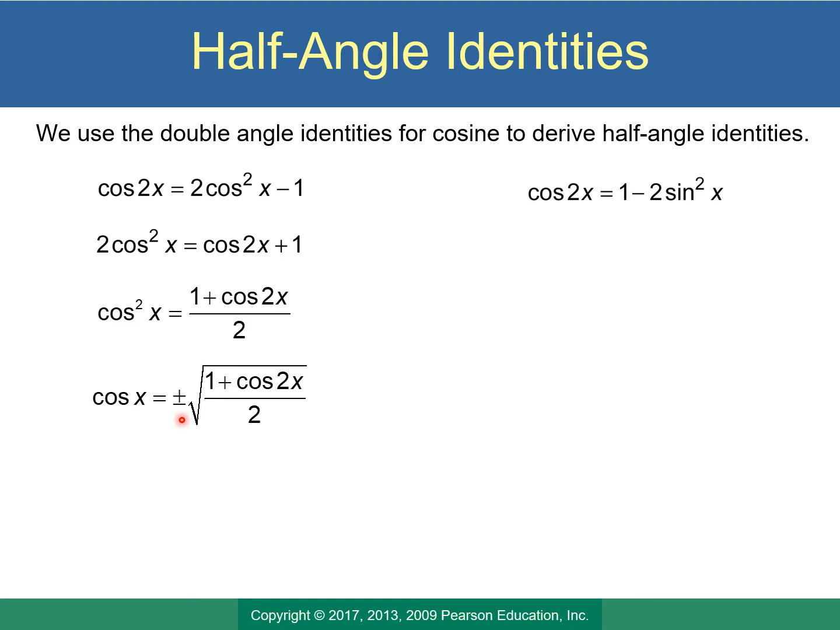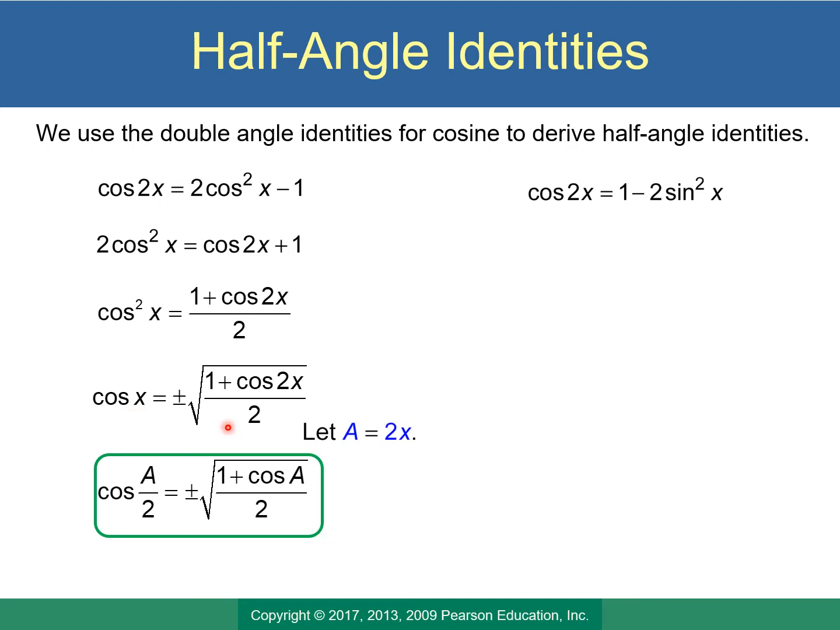Now we're just going to adjust our angle or argument here. Instead of it having a 2x in here, we're going to make this just x, or in this case we're going to call it a, and that's going to affect what we end up having outside here. If you let 2x equal the letter a, then what you have is a half angle identity. So cosine of a over 2, or half of angle a, equals this quantity. This is for if you have an angle A, but you want the cosine value of half of that angle. So this is our first half angle identity.